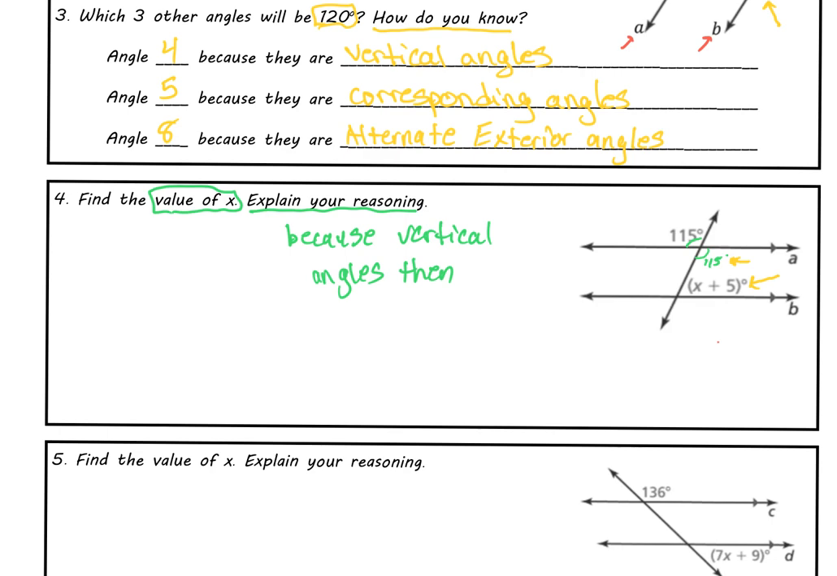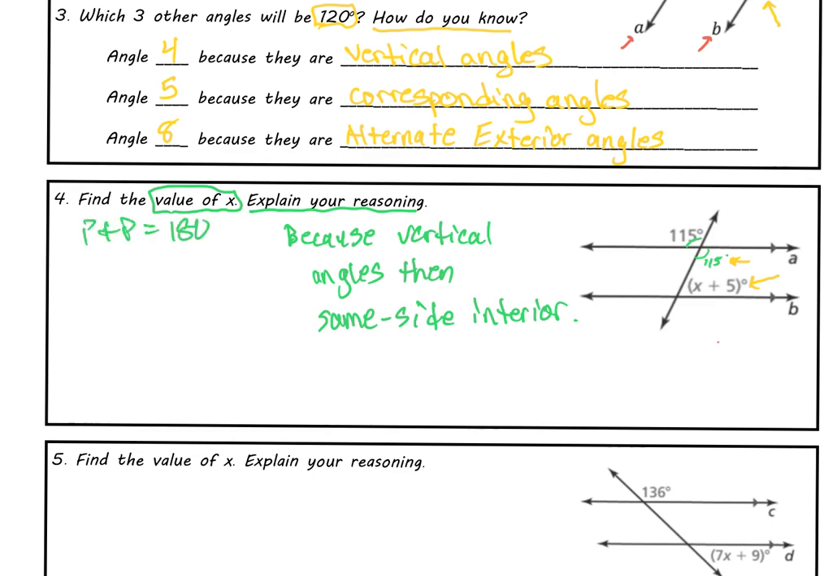And if you remember from the front page, these 2 angles, the 115 and the x plus 5, should add up to equal 180, right? These are supplementary. So what I'm going to finish putting here in writing for my reasoning is because vertical angles, then same side interior. Now let's go ahead and actually solve this for x here. Again, we've got part plus part equals 180.